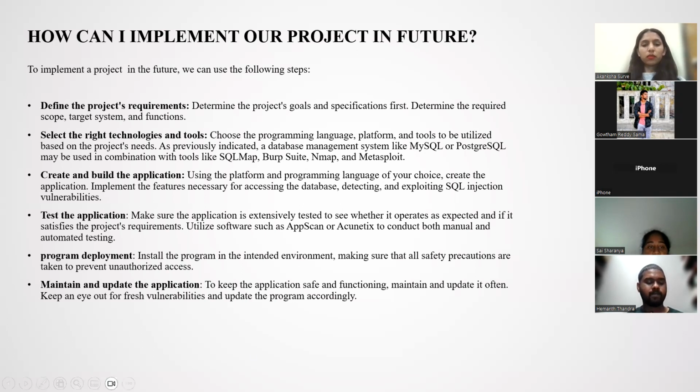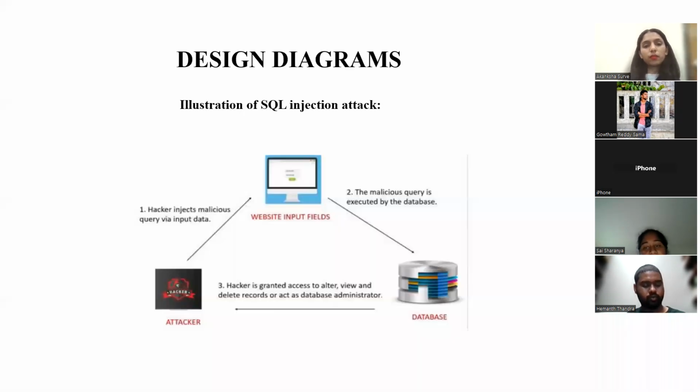Next, coming to program deployment, first of all, we have to install the program in the intended environment, making sure that all safety precautions are taken to prevent unauthorized access. Next, maintain and update the application. In this, we have to keep the application safe and functioning, and maintain and update it often. Keep an eye on vulnerabilities and update the program accordingly. Coming to the next slide.